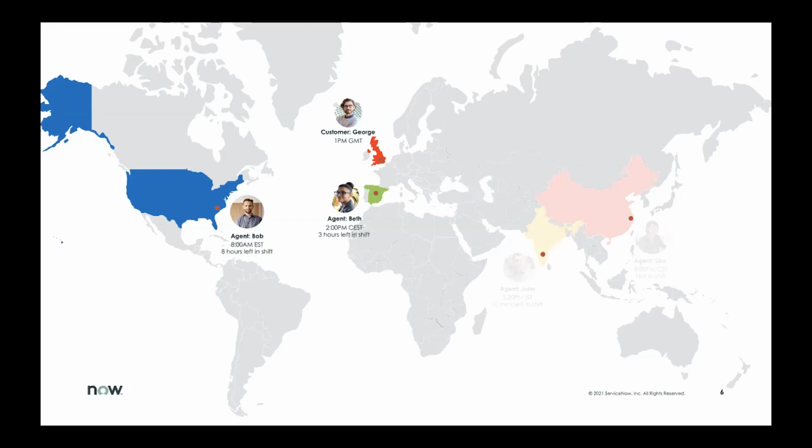Now, that again could depend on the type of work itself. If this is a P1 issue, which requires a longer amount of time to work on, you may want to prioritize Agent Bob. Whereas if it is a small one and done issue, you may want to prioritize Agent Beth because this could be best use of her time. So depending upon the work, you may want to assign it to the agent who has most time left in shift or the agent who has the least time left in shift.